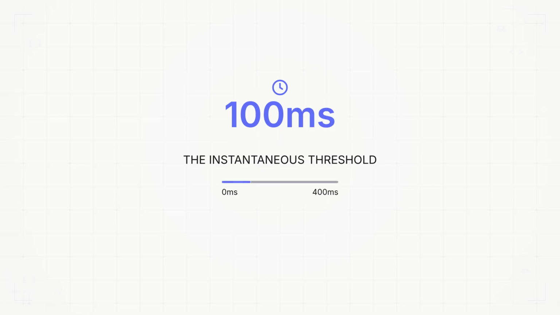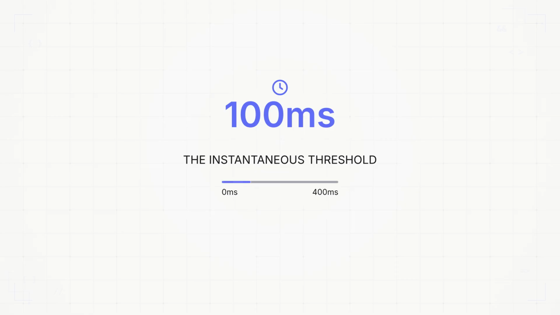When an interface responds within this window, the human brain perceives the action as instantaneous. It feels like a direct physical extension of your hand. But the moment you cross that threshold, even by a tiny margin, the illusion of reality breaks. Your app stops feeling like a tool and starts feeling like a chore.